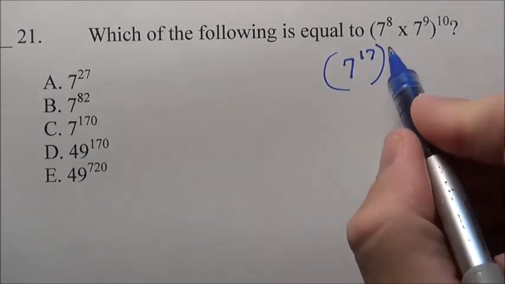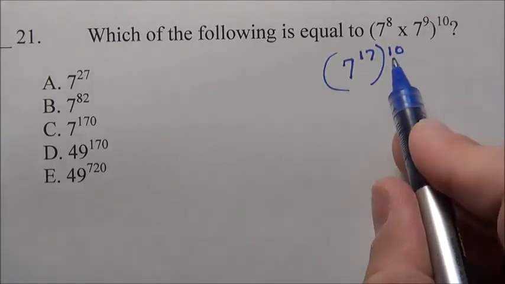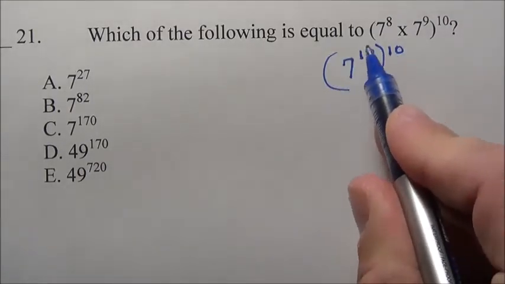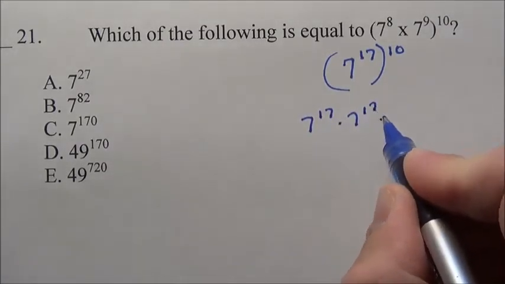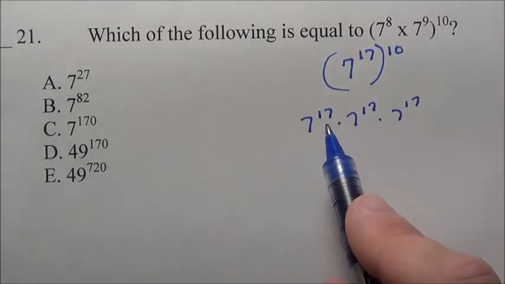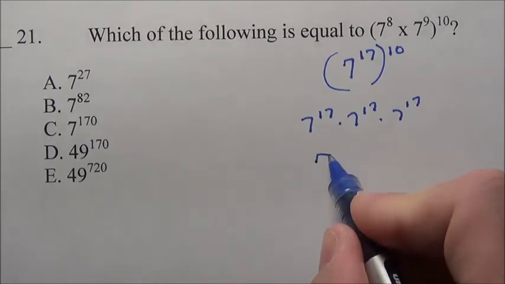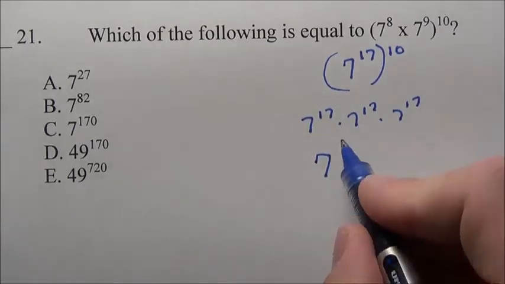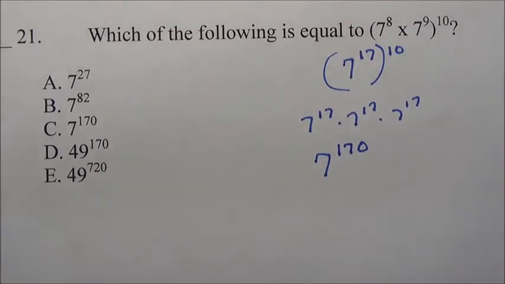Now notice that that whole 7 to the 17th is raised to the 10th power. That means we have 10 of these 7 to the 17th. So I have 7 to the 17th times another one, times another one. I have 10 of these guys. Well, if I count up again, that's 17, another 17, another 17. You can easily see that if you have 10 sets of 17, you have 170 of these 7s.